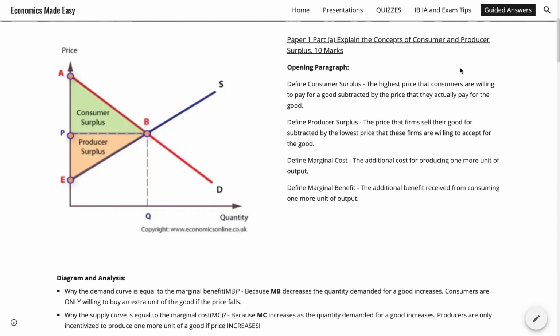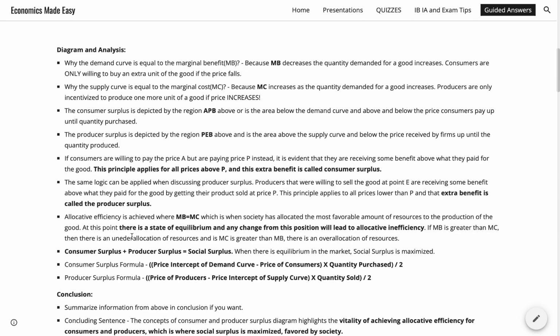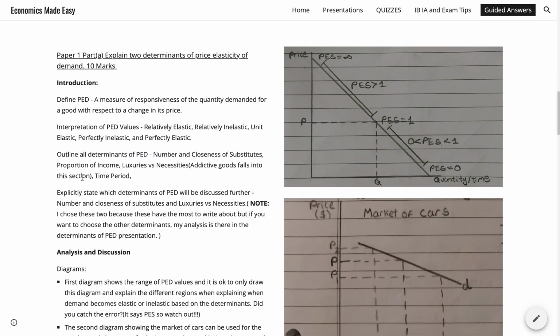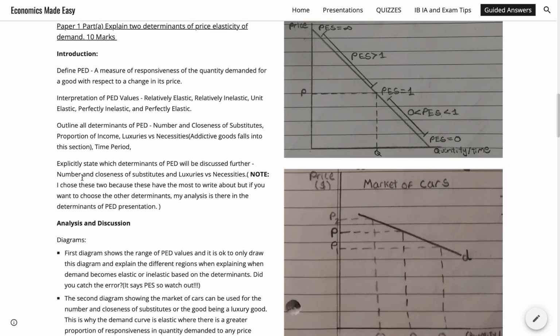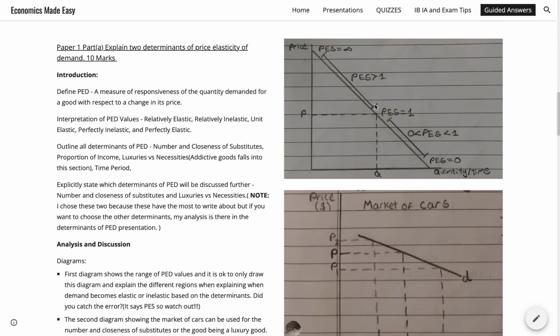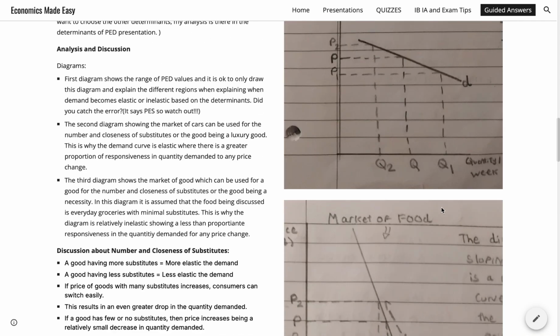So here, explain the concept consumer and producer surplus. I have the diagram here, the diagram analysis. This is almost a straightforward blueprint of what you'd want to say, how you can conclude. And then also explain 2 determinants of price elasticity of demand. I include all of them. I go into detail on 2. I even give various examples here. For here, I said market of cars. You could use any example.